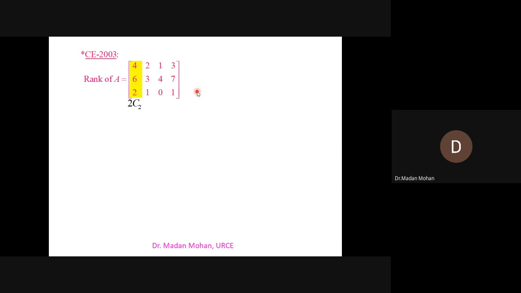So now what do we do? We take the determinant of this one. If the determinant is not equal to 0, the rank is 3. If it is 0, we take second order. You can proceed like that. Or if I observe directly, I can tell the rank without calculating the determinant also.